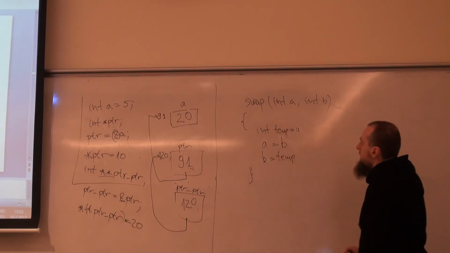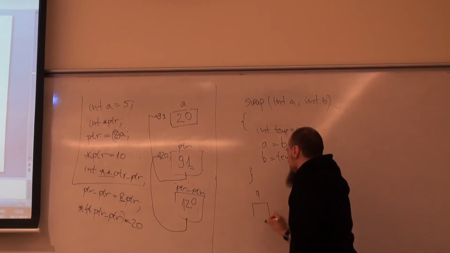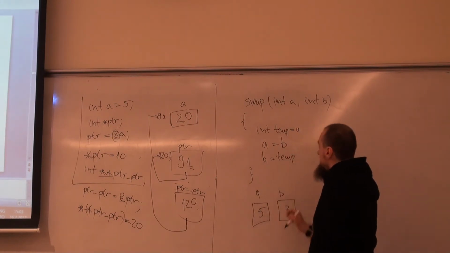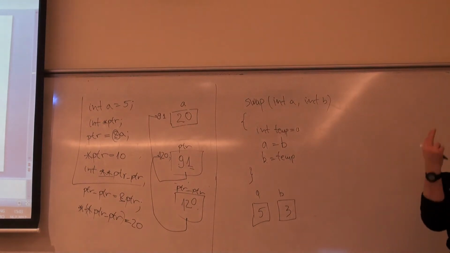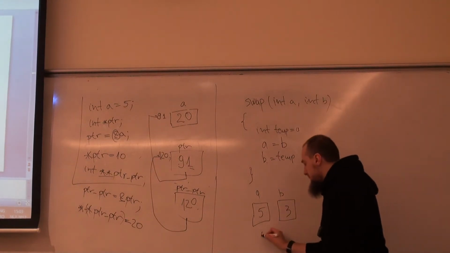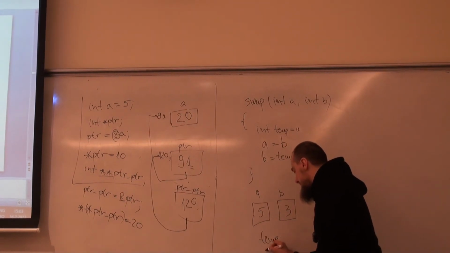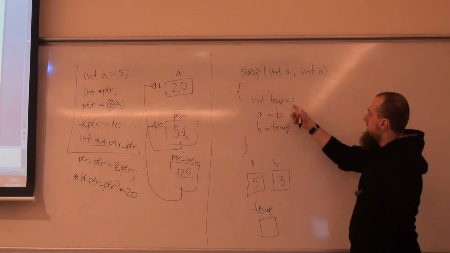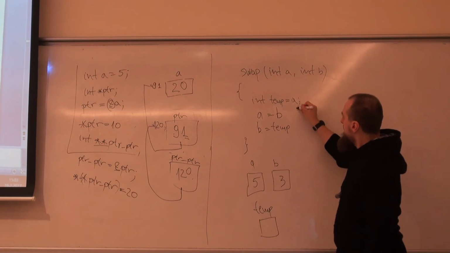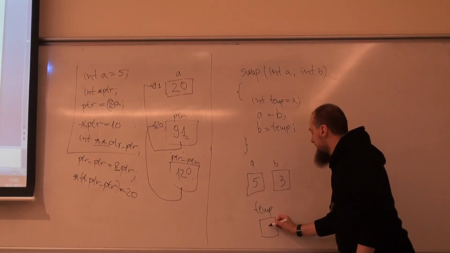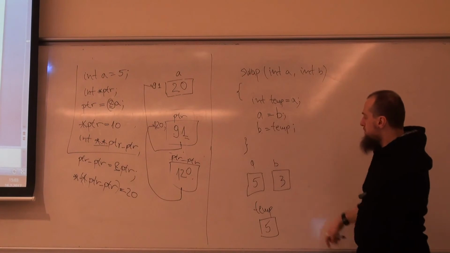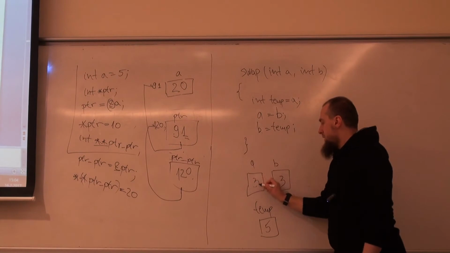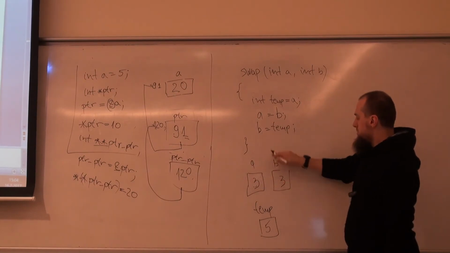Now let's see what this is doing. I have an A here, let's say it's 5. I have a B here, this is 3. Those are the parameters of the function. I want to swap their values. I defined another variable, temp, to help me. And I want to switch the values of A and B. And I say this temp is equal to A. So temp is 5. Then I'm saying A is equal to B. So this is going to be how much? 3. And I'm saying B is equal to temp. So B is going to be 5.